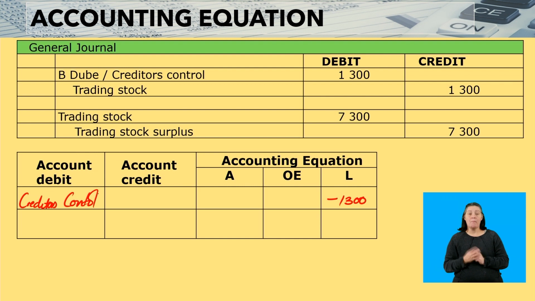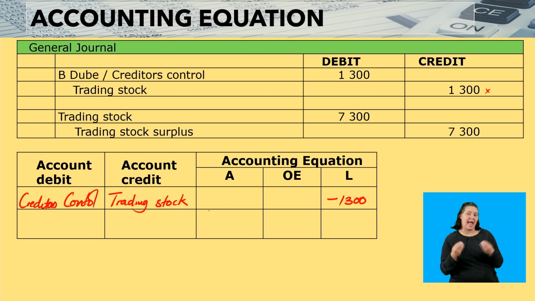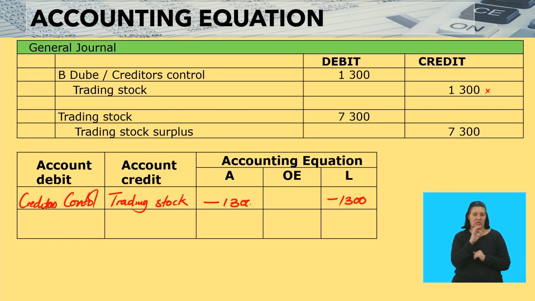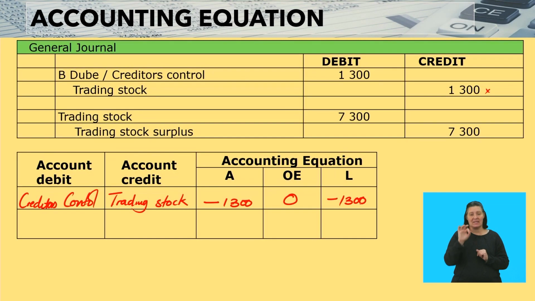And when I have debited my creditors control, I now need to credit my trading stock. I'm crediting my trading stock because goods have been returned. Remember here, I credited it. So once I credit my trading stock, remember trading stock is an asset. Once you credit an asset, you are decreasing it. So it's minus 1,300. Does it affect your owner's equity? No. So here it will be 0. Remember, the accounting equation has to balance. So on my assets, I have a minus 1,300, and on my liabilities, I have a minus 1,300.